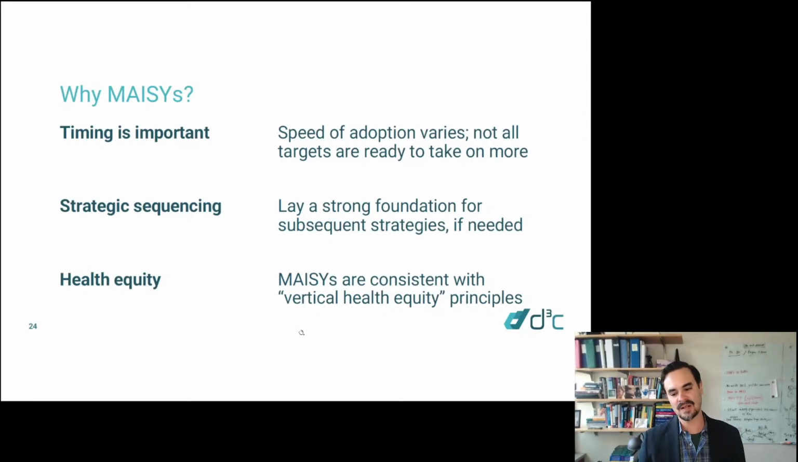MAISYs are also consistent with vertical health equity principles, in the sense that you are providing the implementation strategy at the right time and for the right organization that needs it the most, right? So that's pretty consistent. I'm saving my resources for the sites that need it the most rather than expending my resources equally across all my organizations. That would be equality.